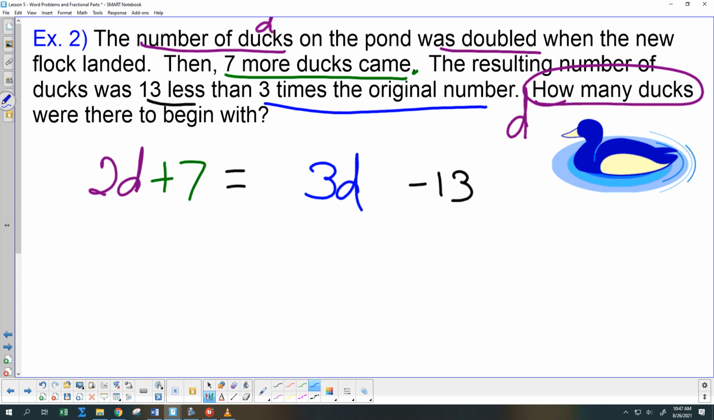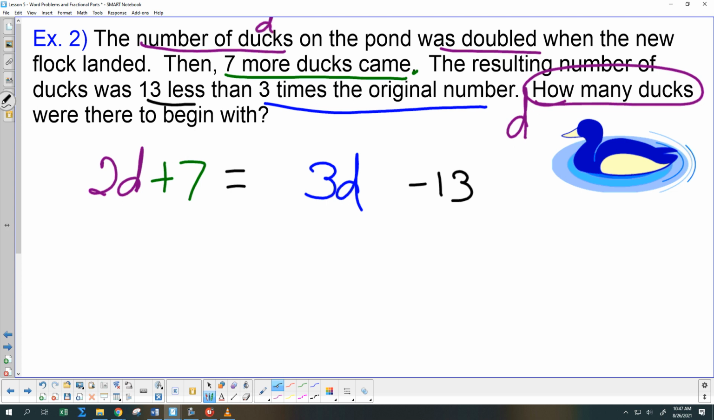Okay, finish solving and label your answer. Get your D's on one side, your numbers on the other side. Shouldn't take real long. Austin, what'd you get? 20 ducks. Anybody else? 20 ducks? Give me a thumbs up. Something different, thumbs down. 20 ducks sounds pretty good then, since I see so many hands up in the air.